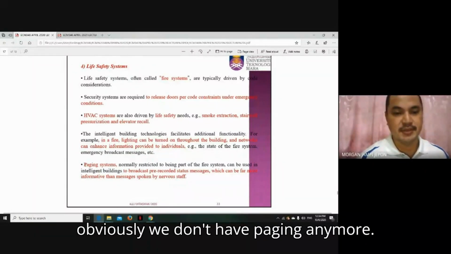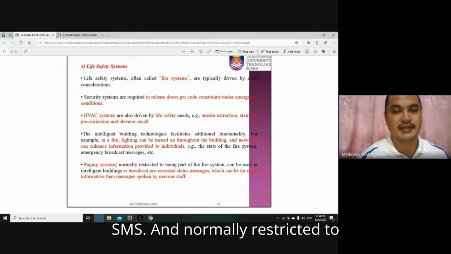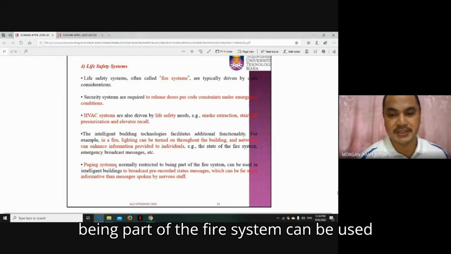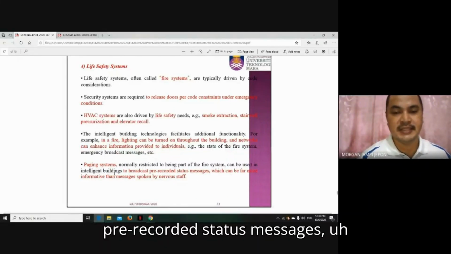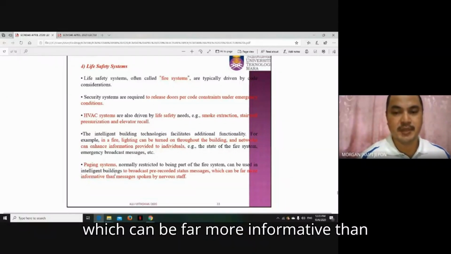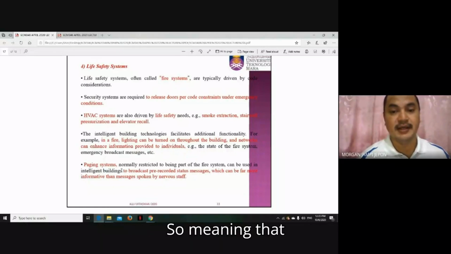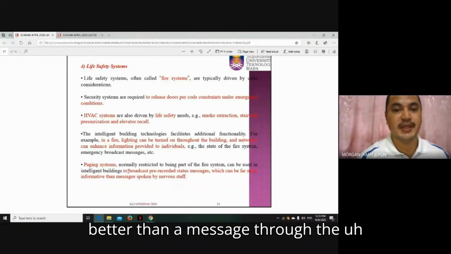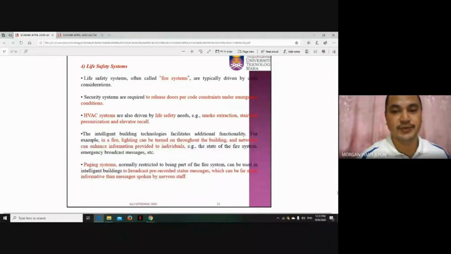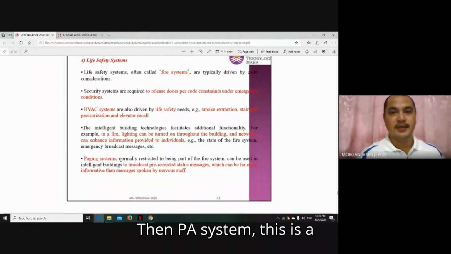Then paging system, obviously we don't have paging anymore. We are using WhatsApp or SMS. Normally restricted to being part of the fire system, can be used in intelligent building to broadcast pre-recorded status messages, which can be far more informative than messages spoken by nervous staff. So meaning that message through handphone is better than a message through the microphone.